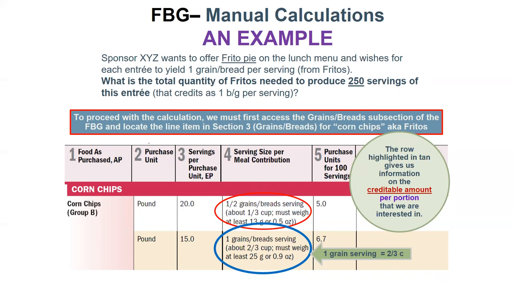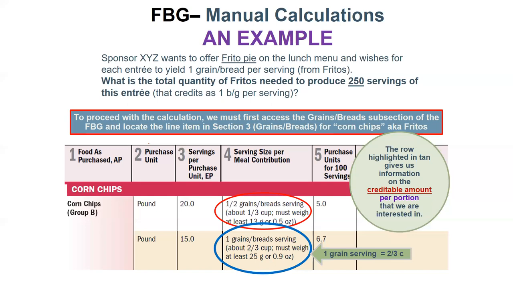To determine this, the sponsor will access the online food buying guide and click on the bread grain section. In this section, the sponsor will need to find the item listed that is most similar to the product to be used, in this case, Fritos. Please note that products are alphabetized to improve the ease at which they can be located. The sponsor finds a corn chips listing.